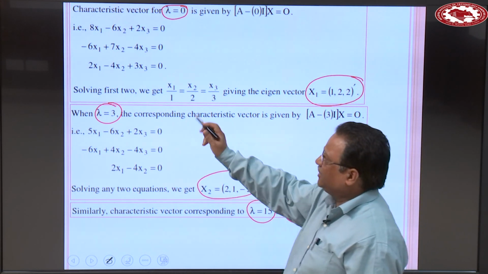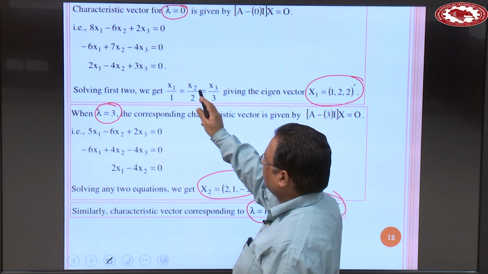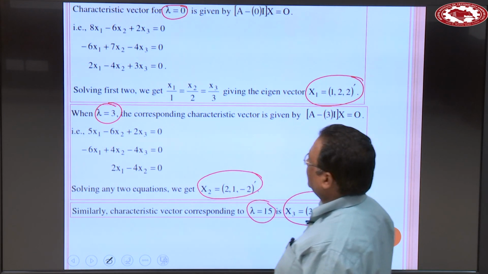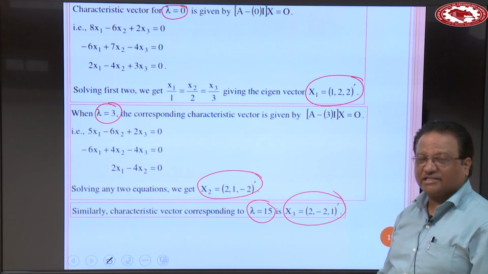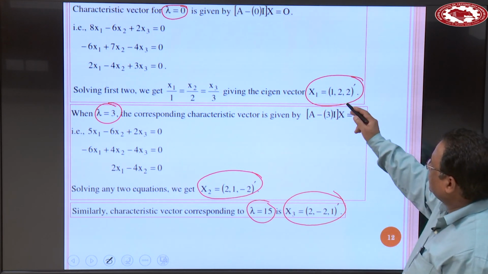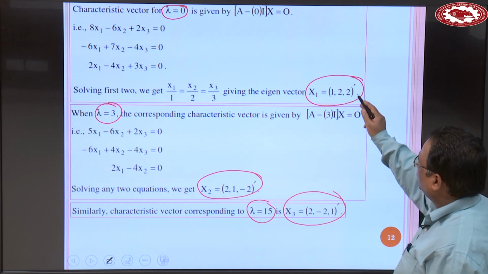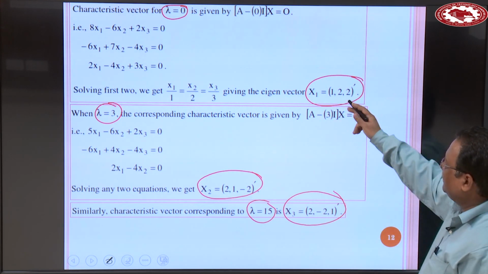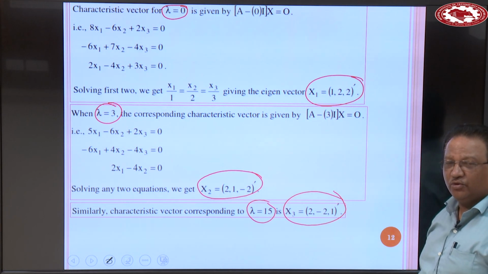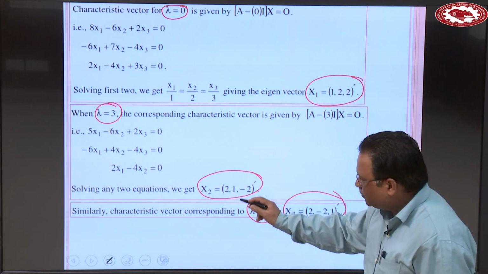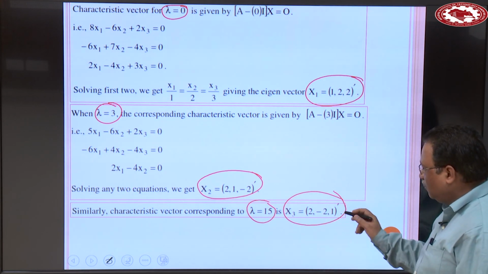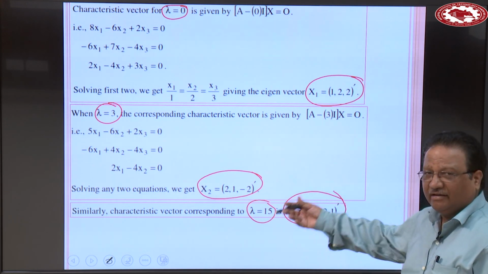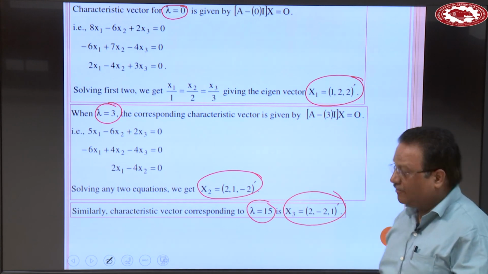Solve this system of linear equations, you will get x1 over 1 is equal to x2 over 2 is equal to x3 over 3, okay, and from this write x1. So x1 is 1 2 2, means 1 2 2 dash. So x1 can be written this way, 1 2 2 dash. Similarly x2 is 2 1 minus 2 dash, and x3 is 2 minus 2 1 dash. So this one is the process of finding the eigenvectors.